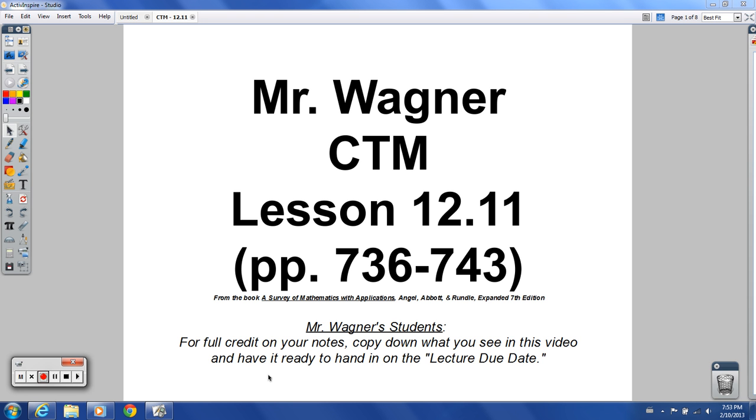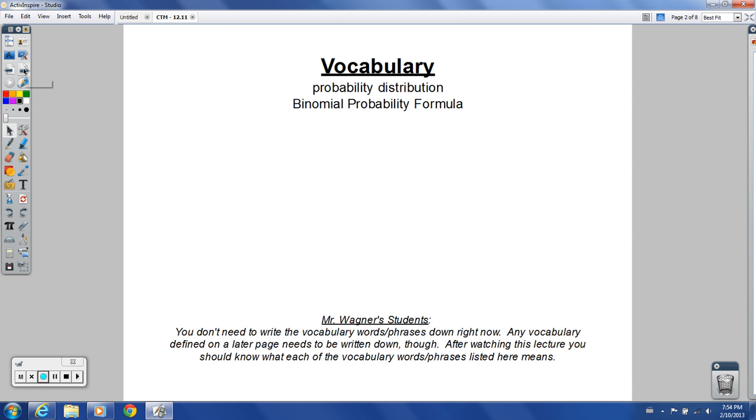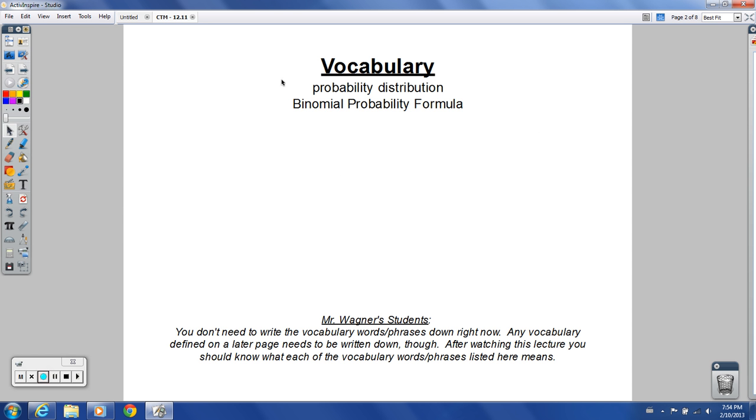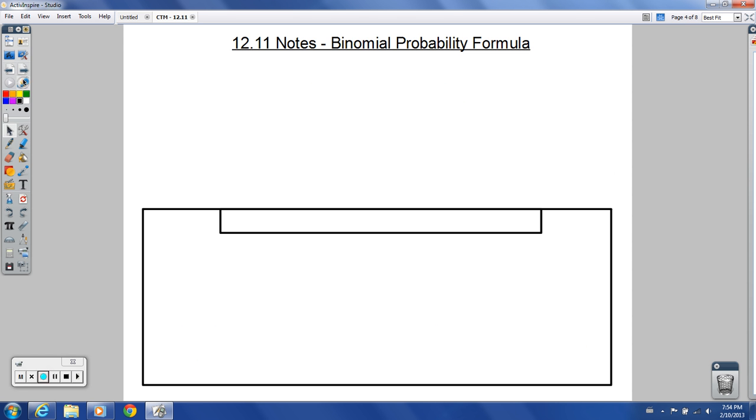It is time for the last lesson in Chapter 12, CTM students. Welcome to the lesson about the binomial probability formula. It can be found on the pages listed there. We're going to talk about the formula mostly today, and you should know what a probability distribution is by the end of this lesson too. So let's get into a couple of definitions.